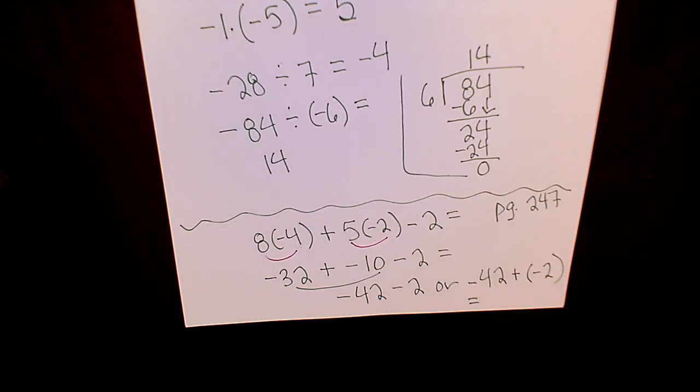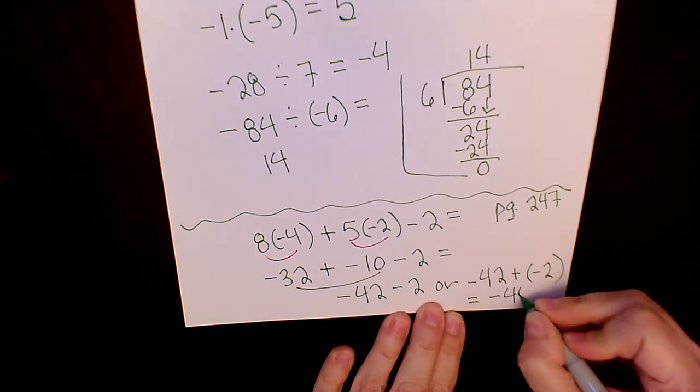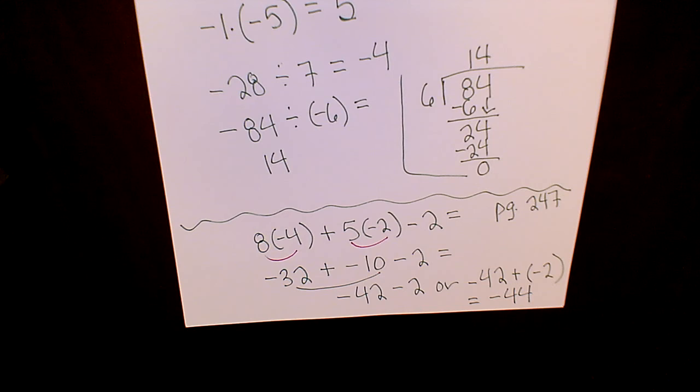So this is the same thing. I've got a negative 42 and a negative 2. We're going to add them together, right? We're not multiplying or dividing. We're adding them together. What's negative 42 and negative 2? Negative 44. I'm just putting them together.